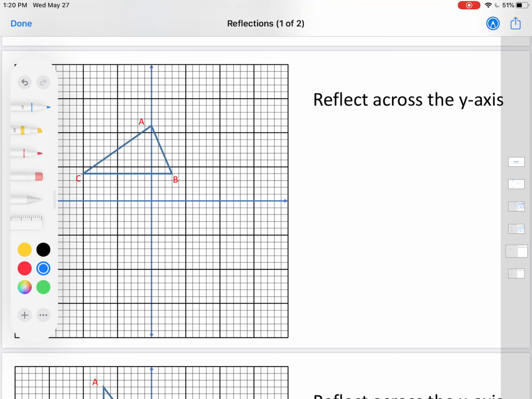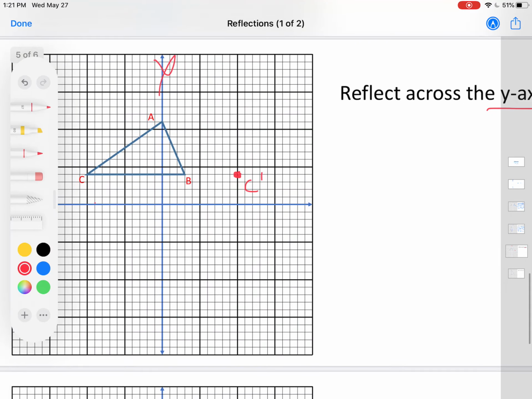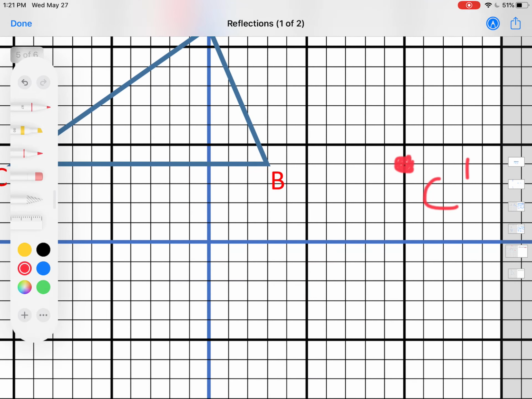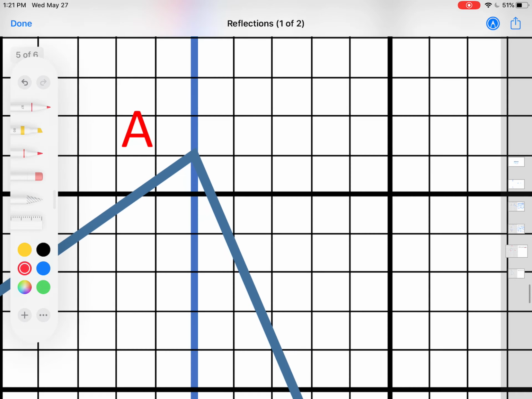There's our triangle. We're going to reflect it across the y-axis. Here's the y-axis. Here's point C. It's 10 away in that direction. So I'll make it go 10 away in this direction. That's point C prime. Here's point B. Notice the way it's 3 to the right. Its reflection will be 3 to the left. There's point B prime.